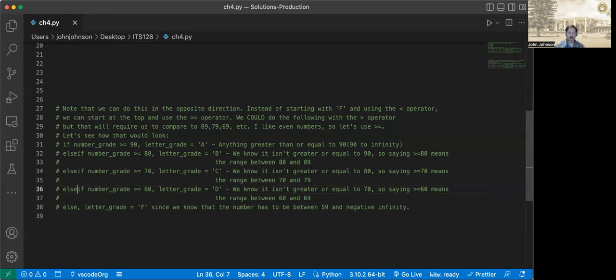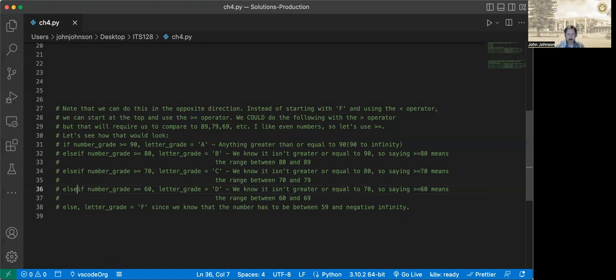So next we've got else if number grade is greater than or equal to 80, letter grade is going to be a B. So we know that the number isn't going to be 90 or above. So when we say greater than or equal to 80, it really means the range between 80 and 89. So you see how this is going. It's just like we did before, looking at ranges, except we're going bottom up and we're using the opposite, well, almost the opposite operator here, the greater than or equals.